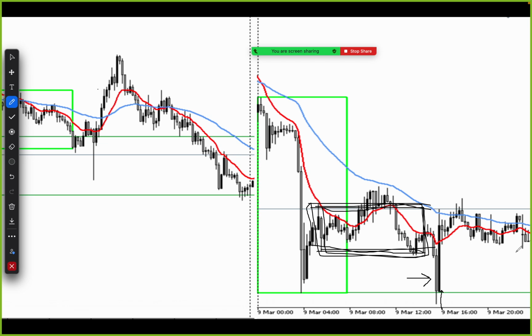Yeah, I know you guys are asking, where do you enter on this one? This candle is too big, it's a pass in the currency. Okay.